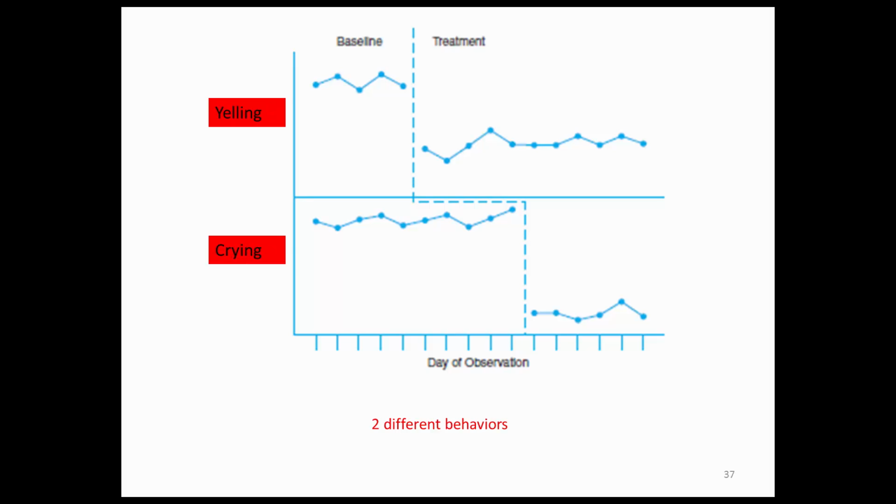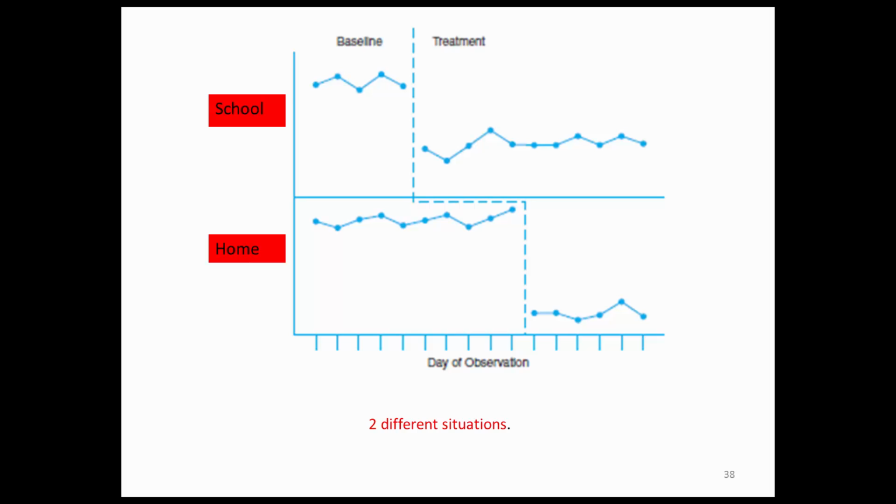The second situation is when you work on two different behaviors. For example, you are working on yelling and crying behavior of the same student. So you start your treatment for yelling on day 5, and you start your treatment for crying on day 12. And you see in both cases, or in both behaviors, as soon as you start your treatment the behavior changes. So you have a stronger proof that your treatment is working.